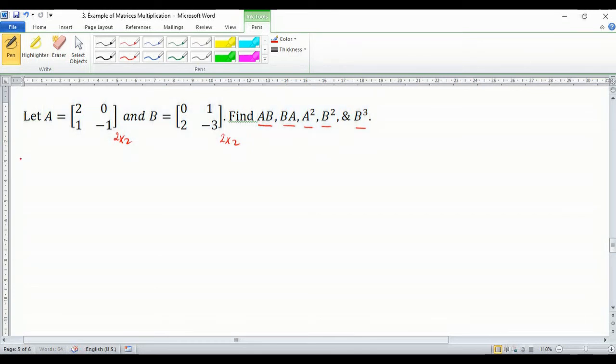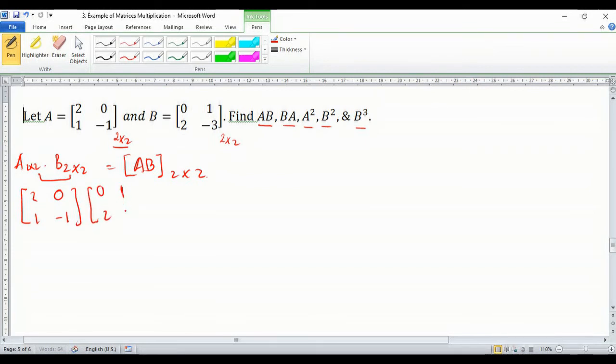Okay, so we need to find AB. Because they have the same dimension, we can write A 2 by 2 times B 2 by 2. So the result AB will be 2 by 2, right? So A is 2, 0, 1, minus 1 times B, which is 0, 1, 2, minus 3. So the result will be 2 by 2.